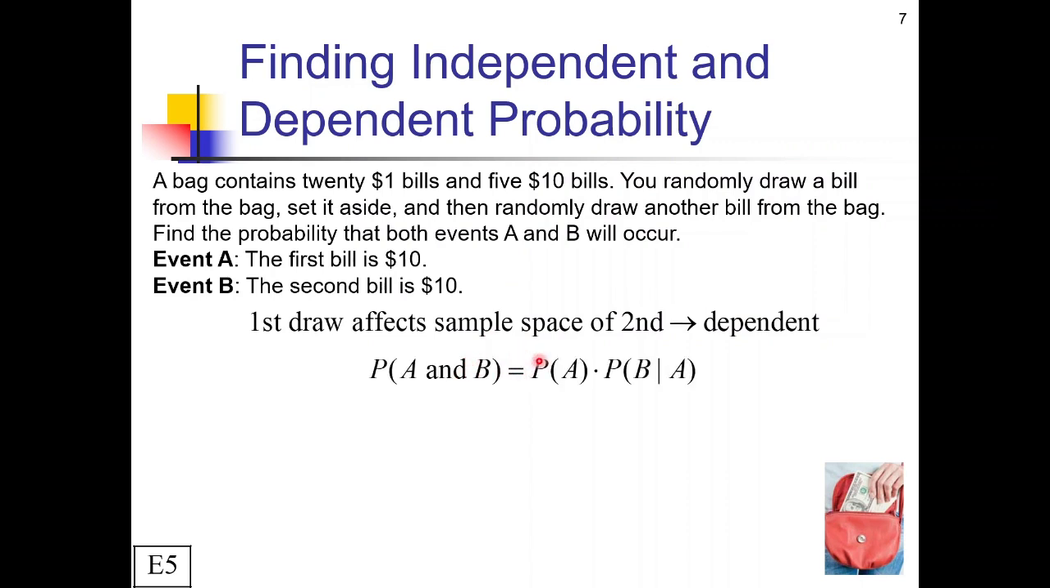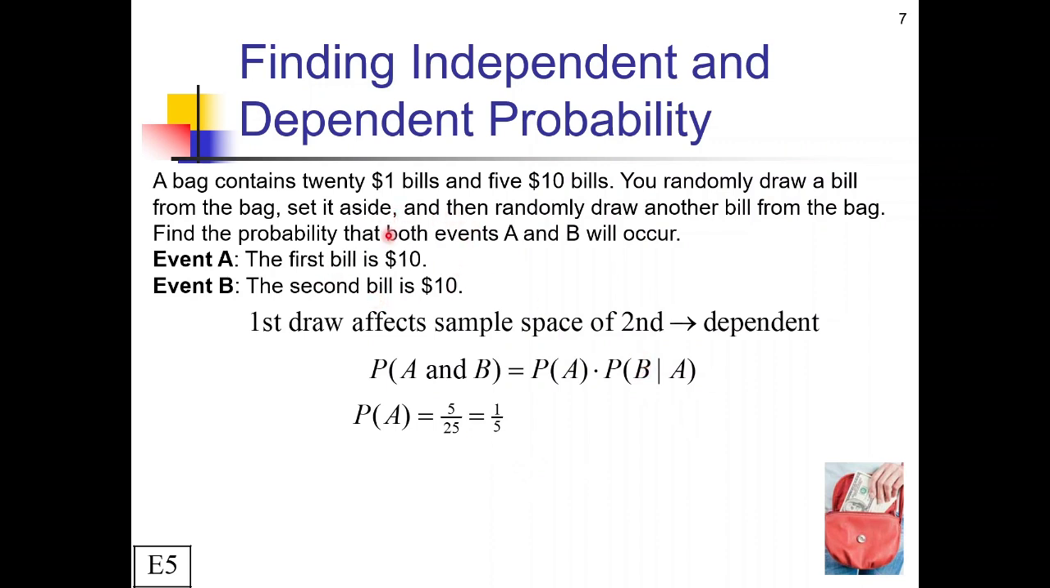P of A and B equals P of A times P of B given A. So let's find A first. So this is the probability at the beginning of that first $10 bill. Now initially there are 5 of those $10 bills in there, so we're going to have 5 over something. 20 $1s plus 5 $10s, that's going to be 25 overall. And since we are going to be multiplying these later on, it's probably a good idea to reduce this right away, so 1/5.